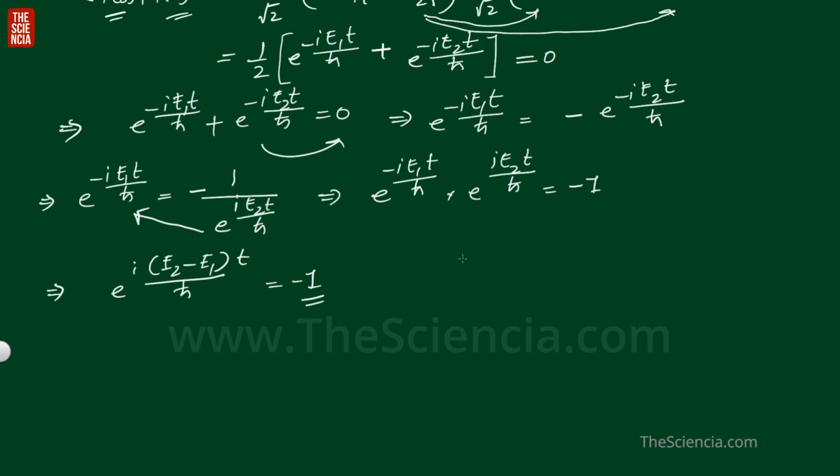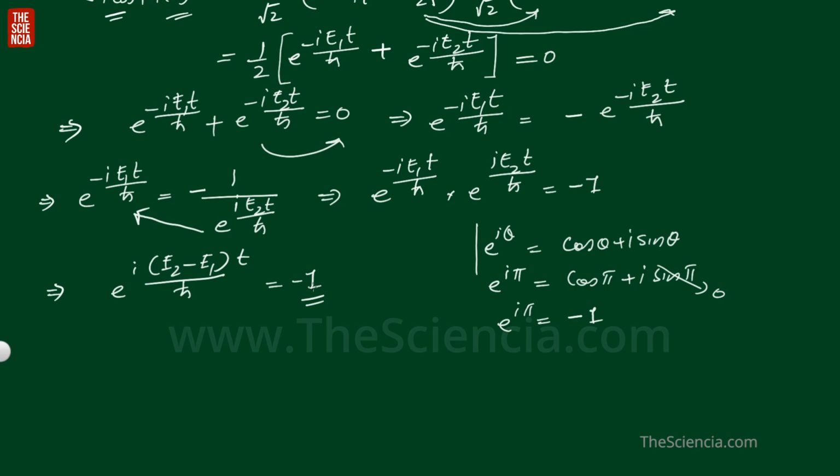We know e raised to i theta. What is e raised to i theta? This is equal to cos theta plus i sin theta. Then what is e raised to i pi? That will be equal to cos pi plus i sin pi. What is the sin pi value? That is equal to 0. Then what is e raised to i pi? That is equal to cos pi, that is minus 1.